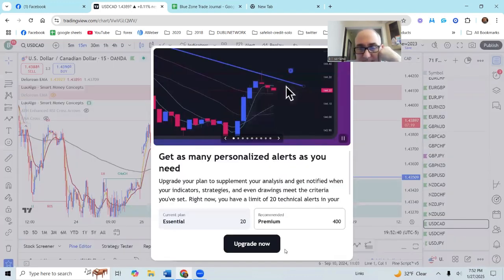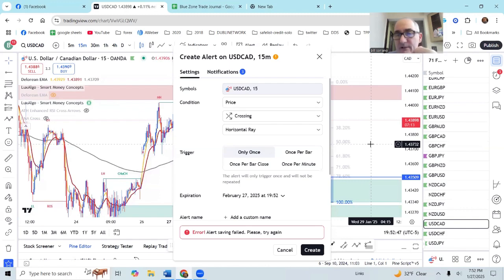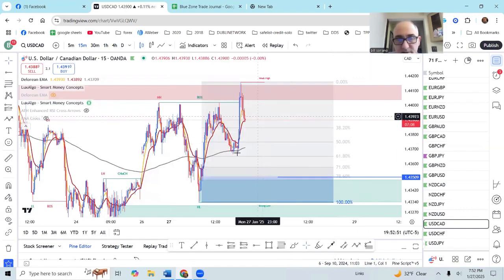And what has happened is of course, we have 20 alerts on our TradingView. So sometimes we run out of alerts. So we just have to make a note to watch this to see if price comes into that range here.